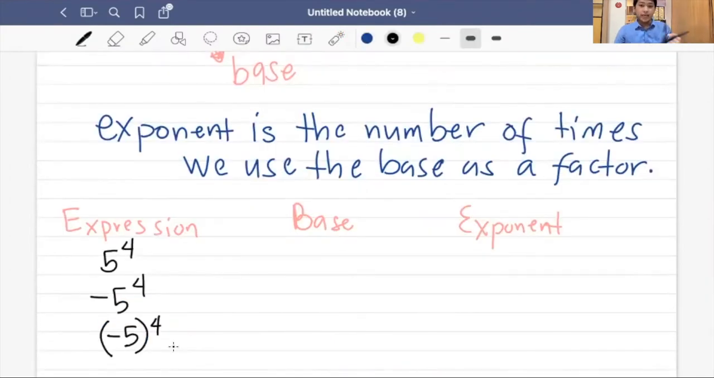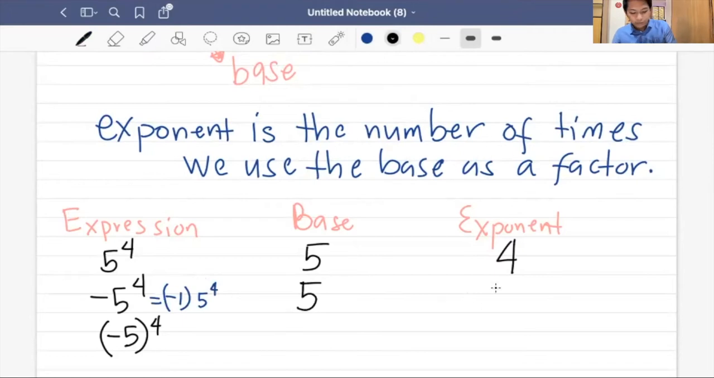Now we are going to identify the base and the exponent of each expression. First, we have 5 to the fourth. What do you think is the base? That is 5. And how about the exponent? The exponent is 4. Very good. How about the second expression, negative 5 to the fourth power? What's the base? Is it 5 or negative 5? That is 5. Still, the base is 5. The negative here, we can rewrite this as negative 1 times 5 to the fourth power. The base there is 5, not negative 5. The exponent is 4.